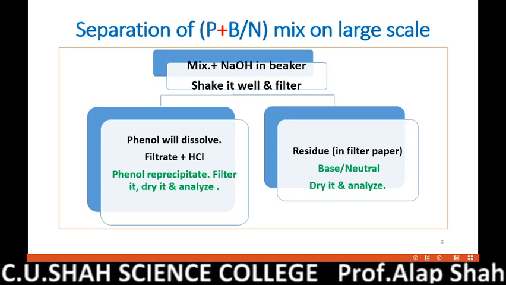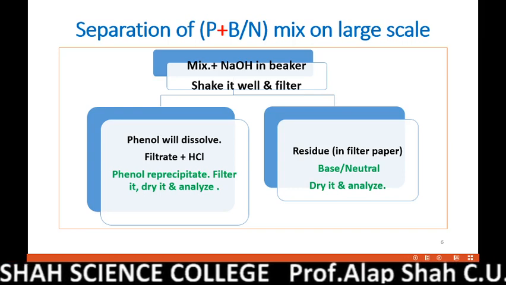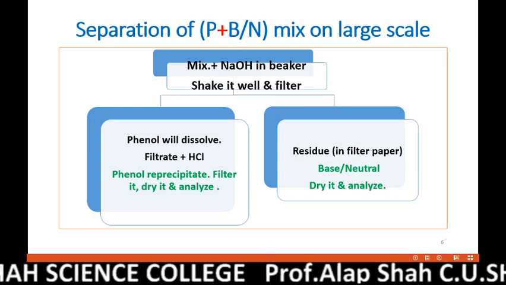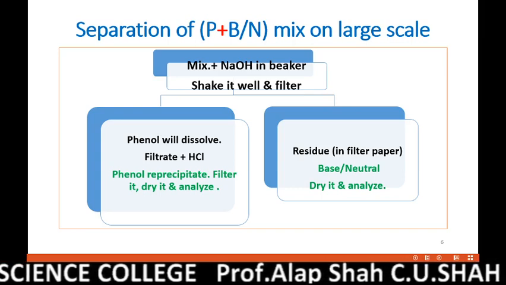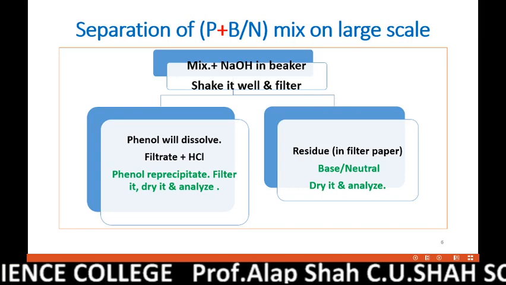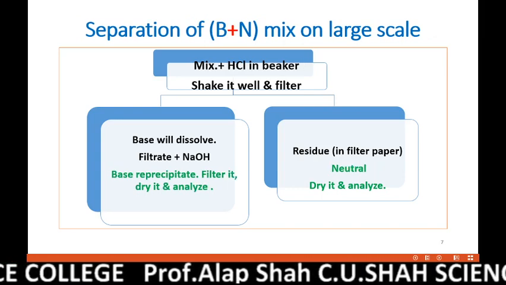You have to filter it again. On the new filter paper you will get phenol. Take the filter paper, unfold it, dry the phenol, and analyze it. And the last type is base plus neutral.